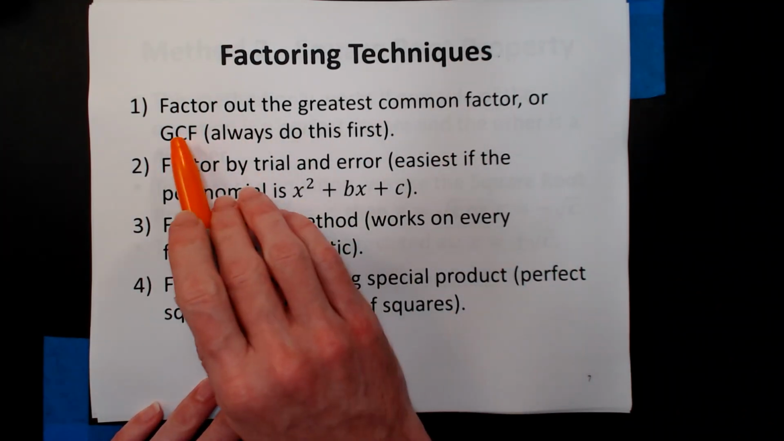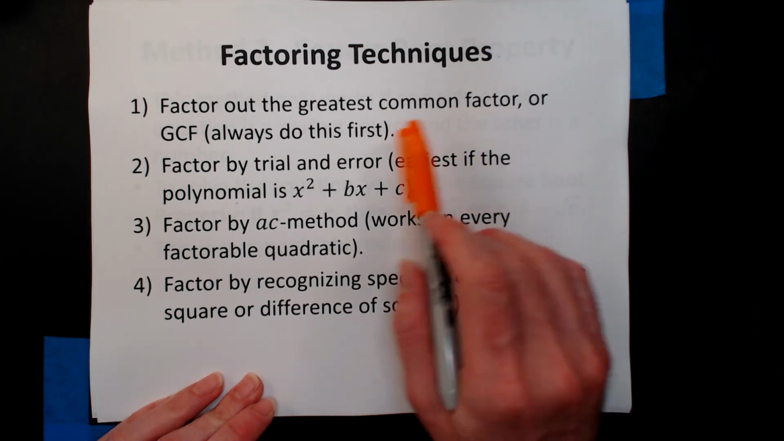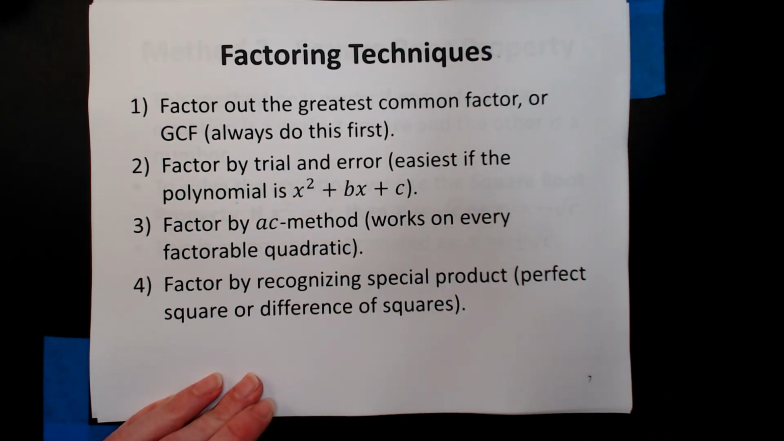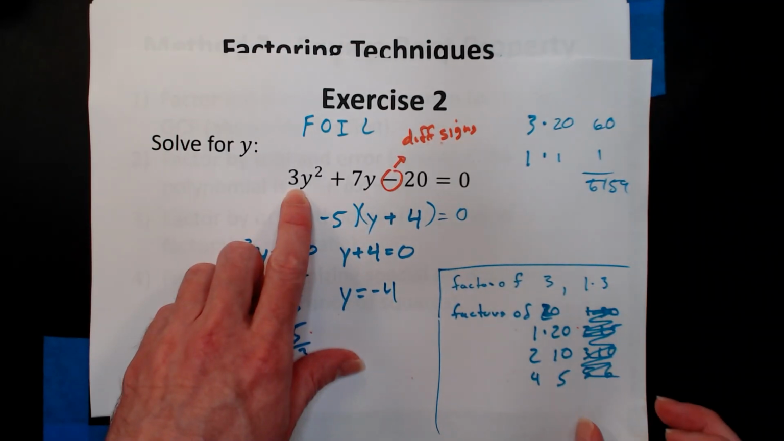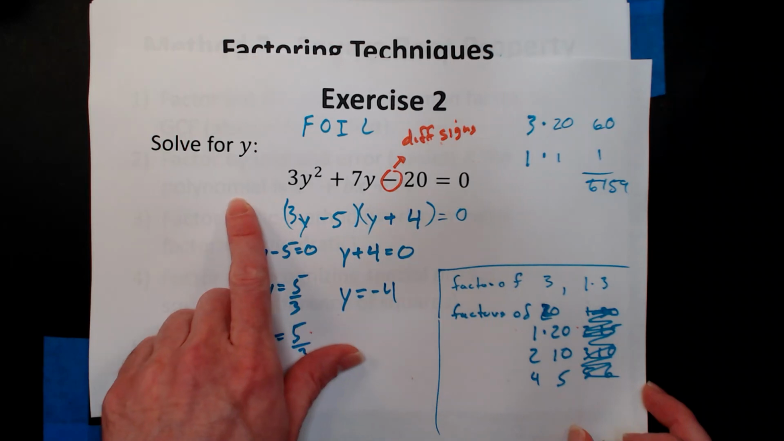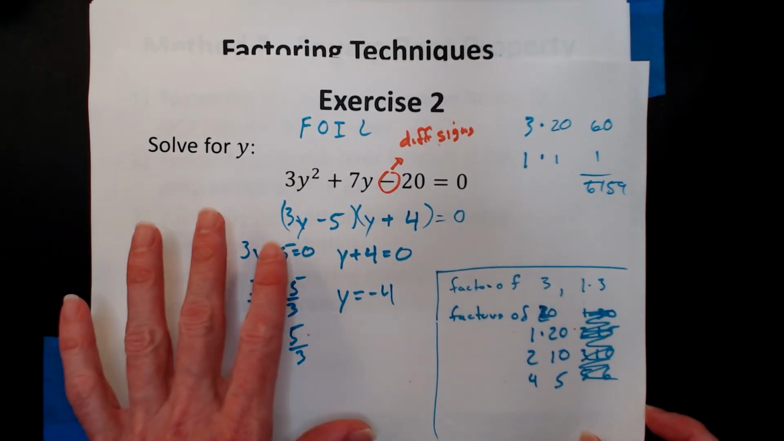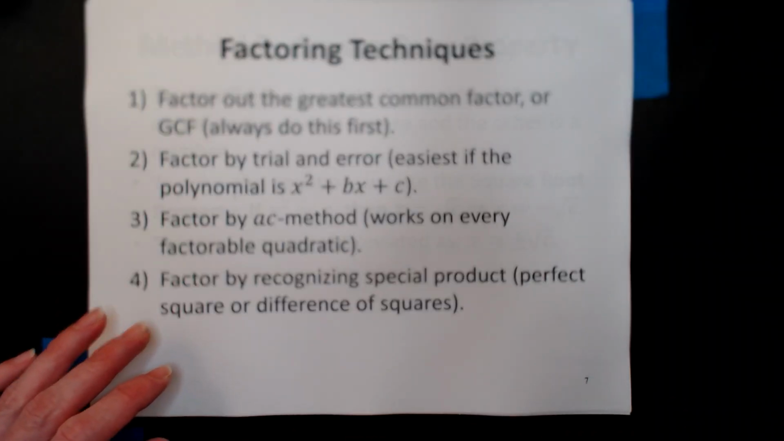So we have other factoring techniques. Factoring out the greatest common factor, GCF, always do this first. So one thing we might want to try here is make sure we couldn't factor out a 3 first before we did this. Oh, is it doing that focusing thing? 3 first, if that worked, great. Everything divisible by 3. In this case, that wasn't the case.